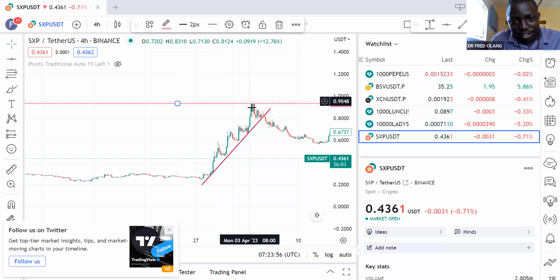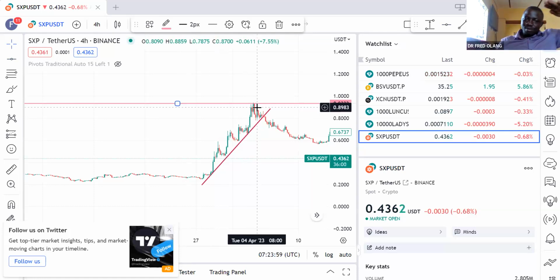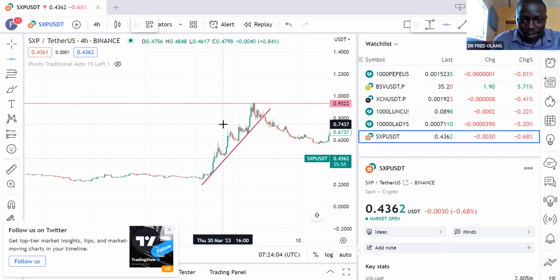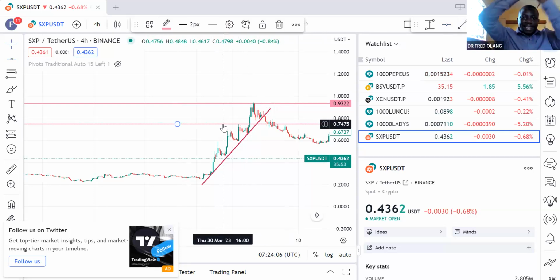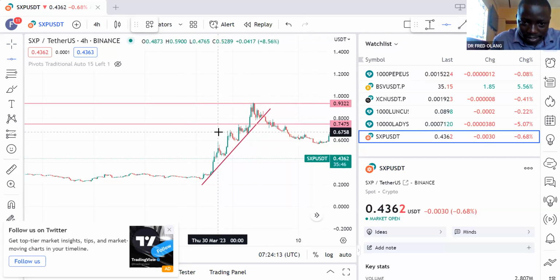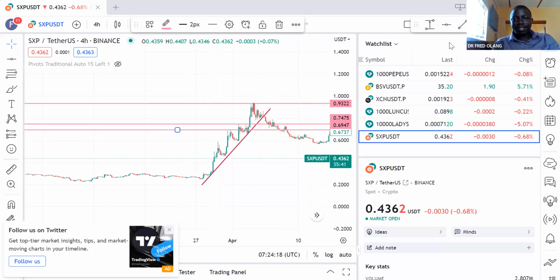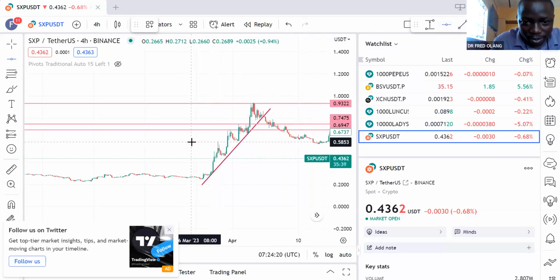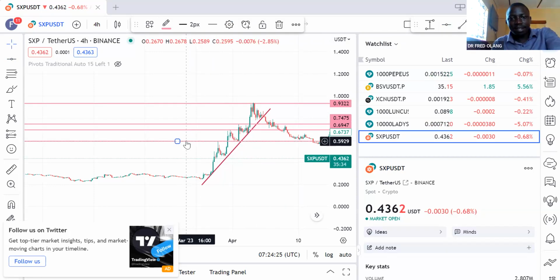Here, when the market reached here, it bounced back. Even those points where the market touched and then it goes down. Even this one, I can also draw like this. When the market touched here, it went down. You identify those points where the market touched and then bounced back. So those are always important points.